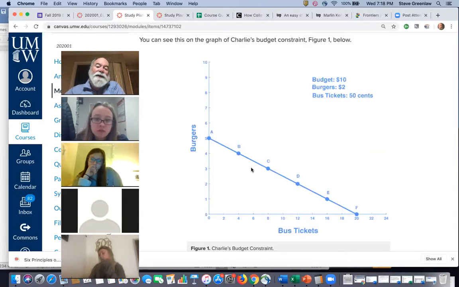1 bus ticket costs a half a burger, right? The slope of the budget line or the budget constraint always shows the opportunity cost of whatever's on the x-axis. In this case, it's bus tickets, okay? Does anybody have questions about that part? I know I went kind of fast. If so, ask.